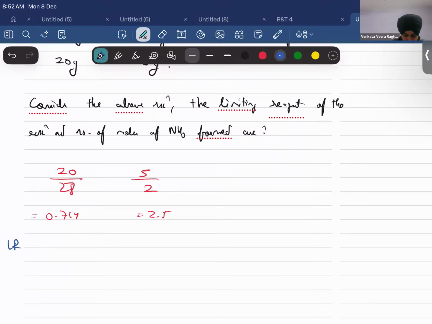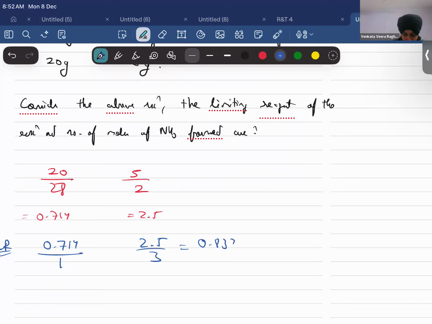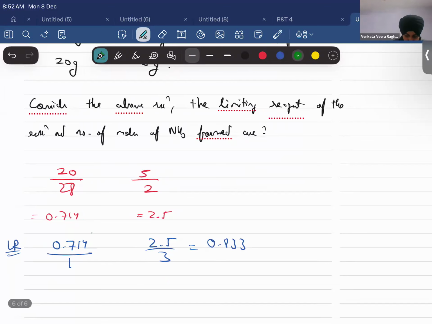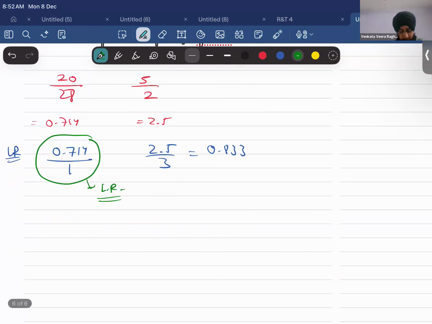Then find the limiting reagent. How can we find the limiting reagent? Check the moles by the stoichiometric ratio. 0.714 divided by 1 and 2.5 divided by 3. So what is 2.5 divided by 3 coming out to be? It comes out to be 0.833. So which is my limiting reagent? Of course, sir, N2 is your limiting reagent. I said, okay, if this is the limiting reagent, then solve the reaction according to this.